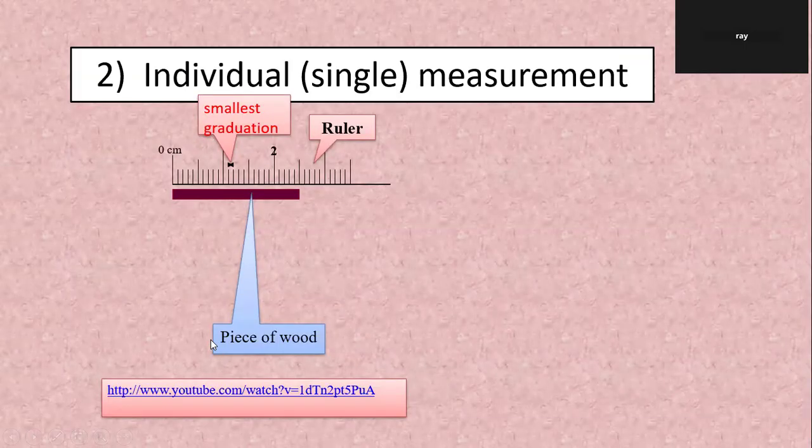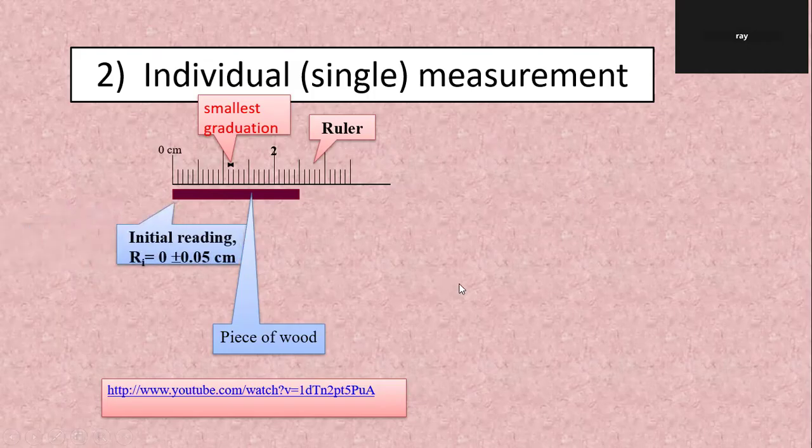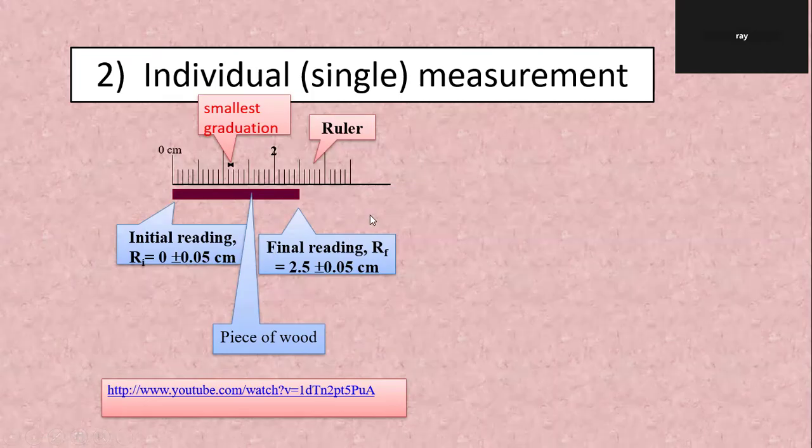Okay, individual or single measurement. The smallest graduation is between two lines, which in this case is 0.1 cm. This is a piece of wood that we are going to measure, and there's your ruler. Initial reading, Ri, is 0. Of course, when you read, there's uncertainty there, 0.05 cm. Final reading at this end is 2.5. But there's still uncertainty. You cannot say it's exactly 2.5, it can be 2.4, it can be 2.6, slightly. But that's your best estimate, so it has an uncertainty of 0.05.